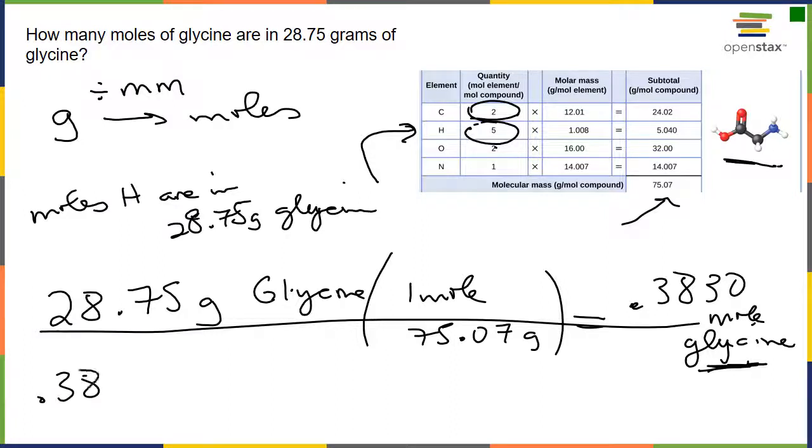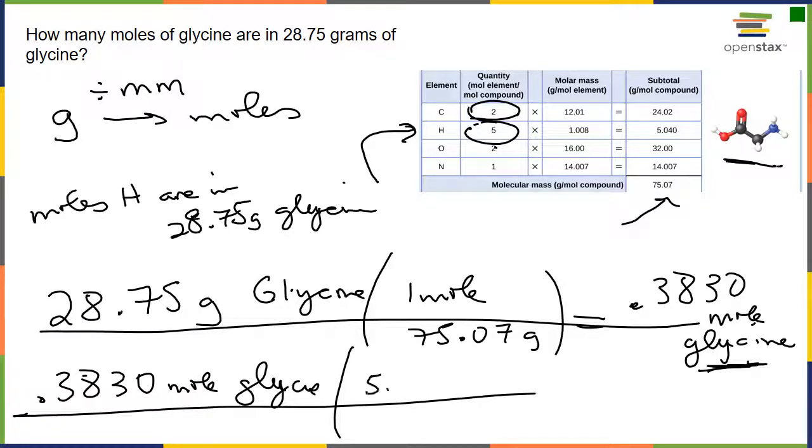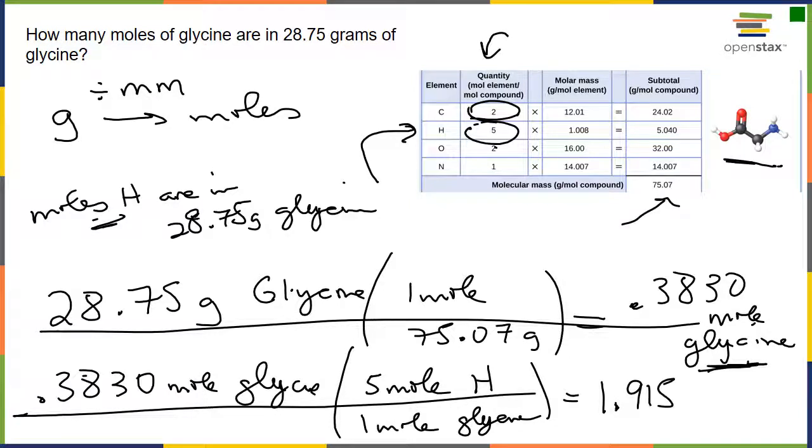So let's start out with 0.3830 mole of glycine. We know that from the formula, we have 5 moles of hydrogen, and we're solving for hydrogen here. And remember, this is moles of the element for every 1 mole of our glycine. And this is going to give us a total of 1.915 mole of hydrogen. And we can do this for any element. For example, nitrogen would be 1 to 1. Oxygen would be twice as many oxygens, or 2 moles of oxygen for every 1 mole of the compound, etc.